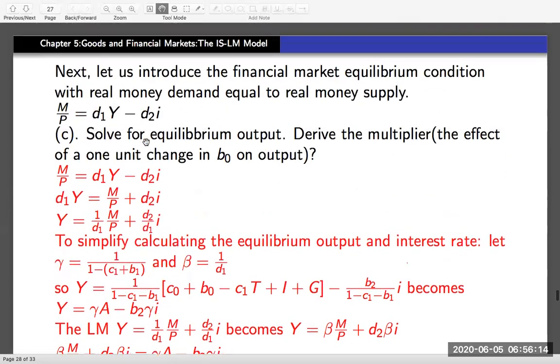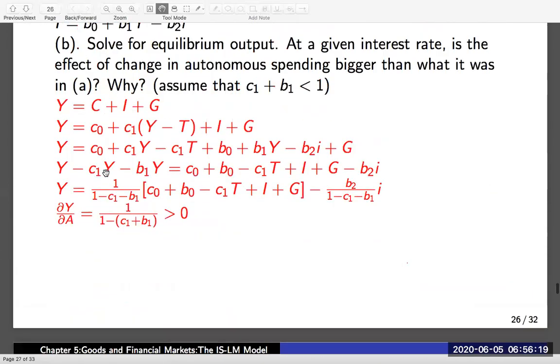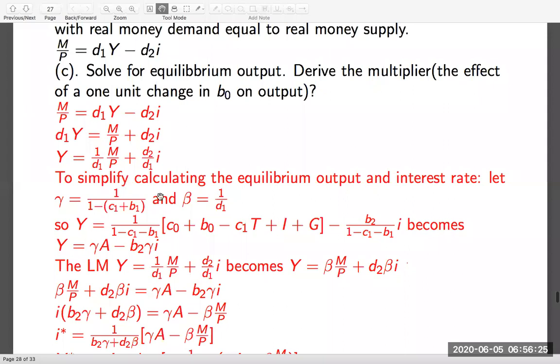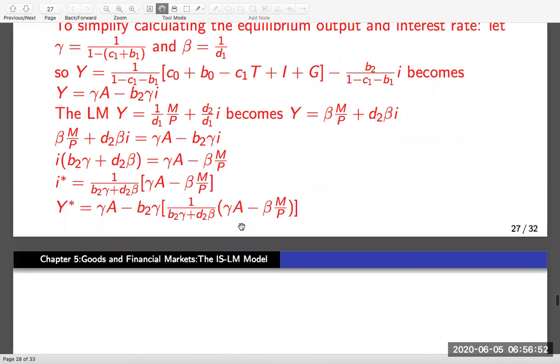So for me, I am Ezekiel. So Ezekiel is always going to find a way to make things easier. So what I did was I took this thing and I let it be gamma, right? So I say gamma is equal to that. And then I took 1 over that to be beta. So y equals this minus that. I can now substitute there and I let this whole thing become autonomous spending. I call it A. So y is equal to gamma A minus B2 gamma I. The LM as well is going to become beta plus delta 2 beta I. Then I simplify and I get my solution. So you see, I can always find a way of simplifying and get that.